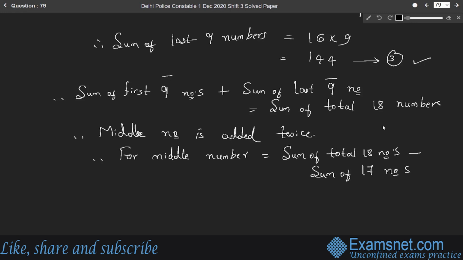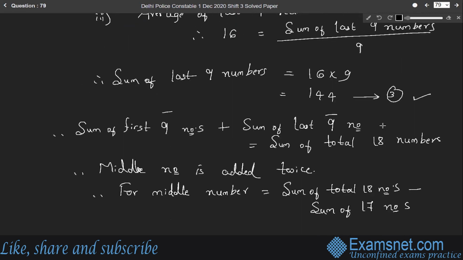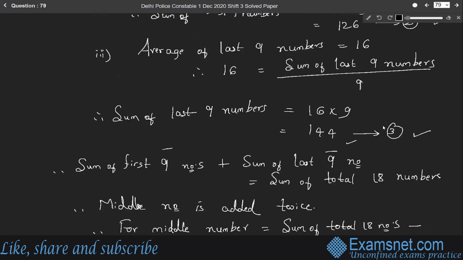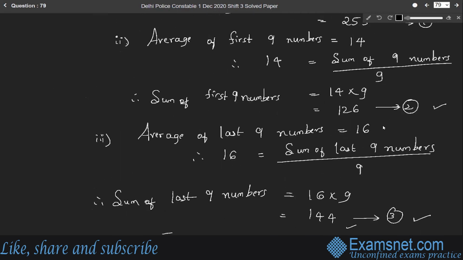17 numbers. Right. So what is the sum of 18 numbers? The sum total of 18 numbers is 144 plus 126, the sum of the first 9 numbers and the sum of the last 9 numbers, which is equal to 126 plus 144. Right. Total of 18 numbers minus sum of 17 numbers is 255. So which is equal to 270 minus 255, which is equal to 15. Therefore, the middle number is 15.